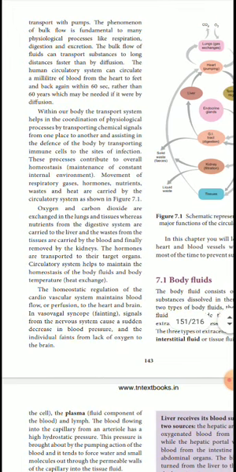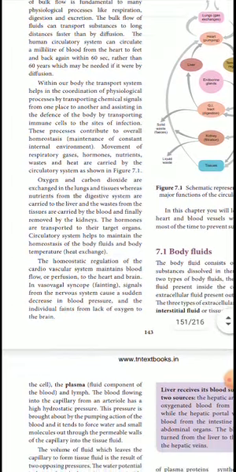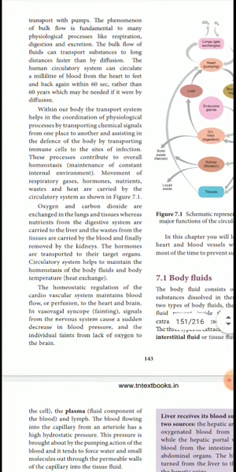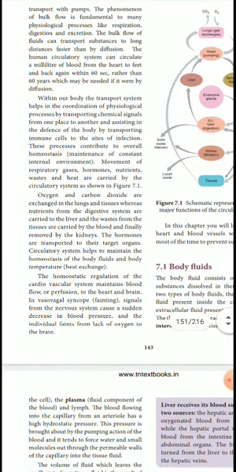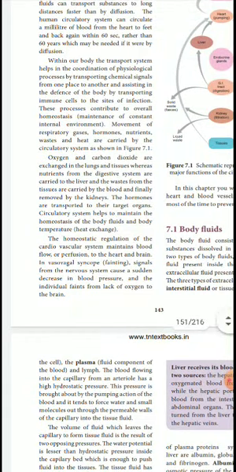The human circulatory system can circulate blood from the heart to the feet and back again within 60 seconds. How many seconds? 60 seconds, rather than 60 years, which may be needed if it were done by diffusion. Within our body, the transport system helps in coordinating physiological processes by transporting chemical signals from one place to another, and assists in defense of the body by transporting immune cells to the site of infection.